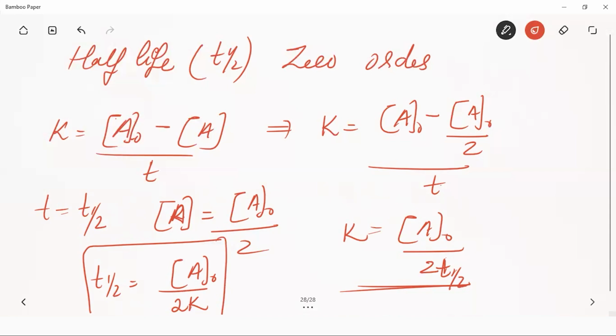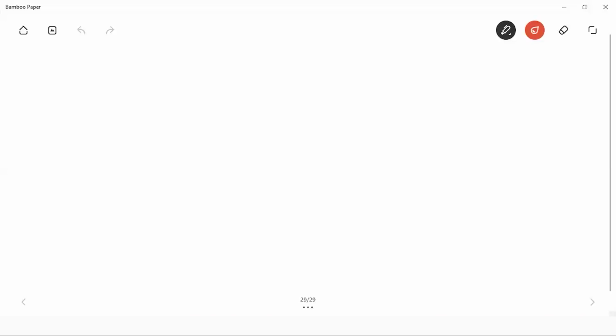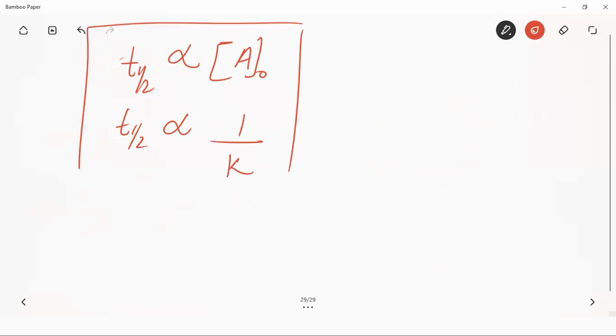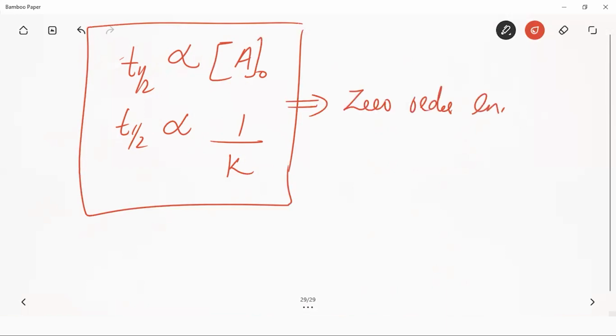And you will get an idea that T half of a zero order reaction is directly proportional to initial concentration, and T half is inversely proportional to the rate constant for a zero order reaction. Zero order reaction. Very important.